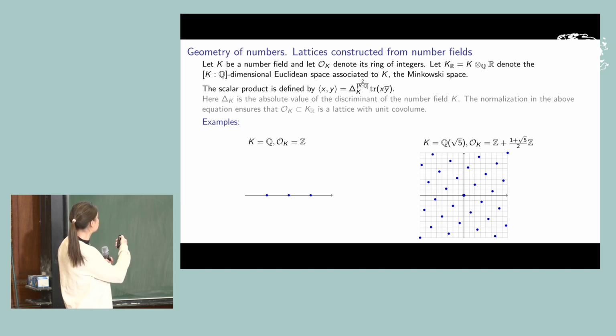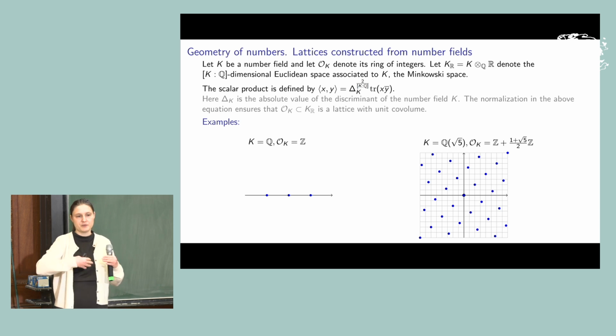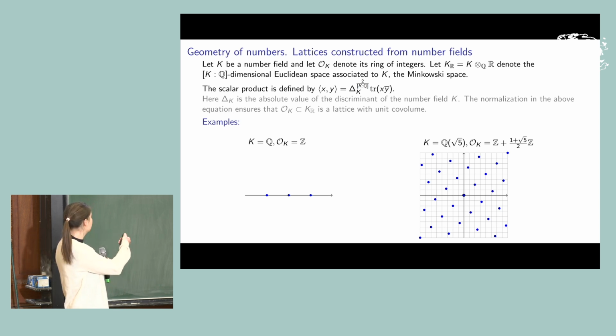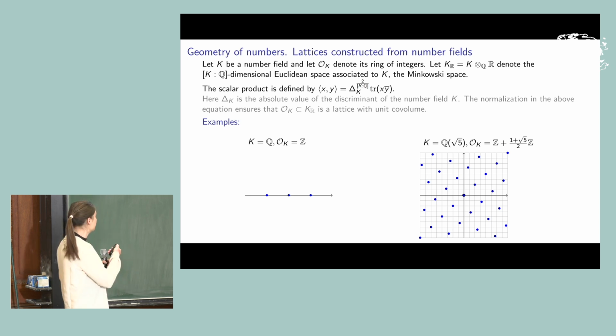If we take our simplest number field, which is Q, we know that rational numbers live inside the real numbers. So this is the real line, and it is densely covered by rational numbers, and the integers for the rationals are our usual favorite integers. They cover our line in this very regular manner, so they are a lattice. It is a one-dimensional lattice, again the simplest possible lattice.